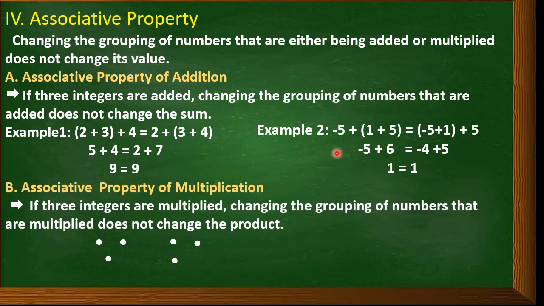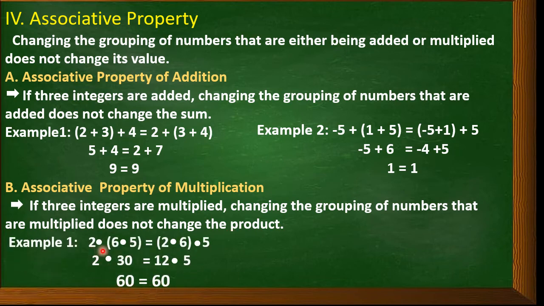The second property under associative is the associative property of multiplication. If 3 integers are multiplied, changing the grouping of numbers that are multiplied does not change the product. So in here, we will be dealing with multiplication. 2 times the quantity of 6 times 5 is equal to the quantity of 2 times 6, times 5. In here, we group 6 and 5, while on the right side, we group 2 and 6. Now let's check if they have the same answer.